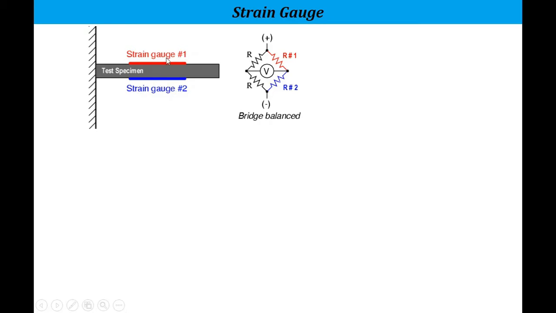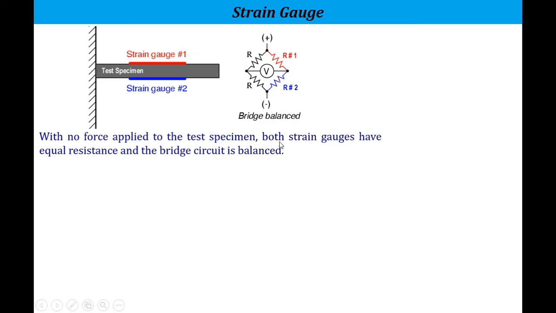So let's observe, this is the first figure. Here this is strain gauge 1, this is a test specimen, this is strain gauge 2. Therefore the resistance associated with strain gauge 1 is R1, and the resistance associated with strain gauge 2 is R2. So here the bridge will be balanced. That is, whenever no force is applied to the test specimen, both strain gauges have equal resistance, and therefore the bridge circuit is balanced here.